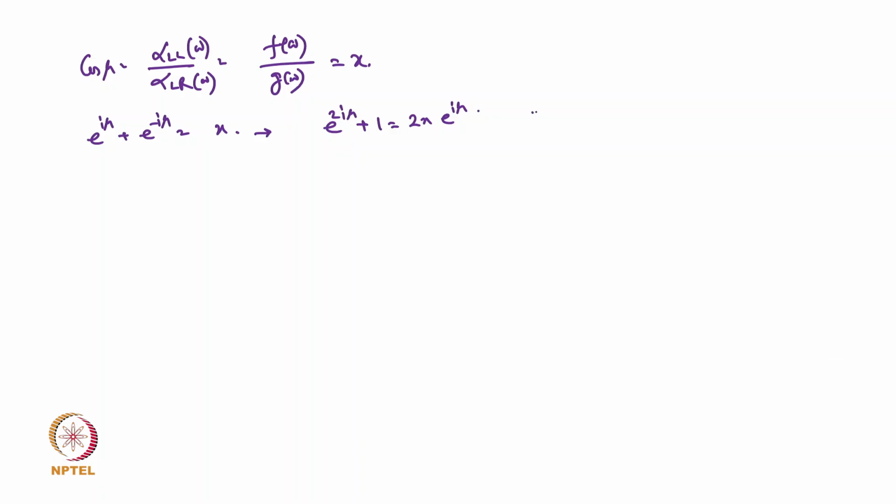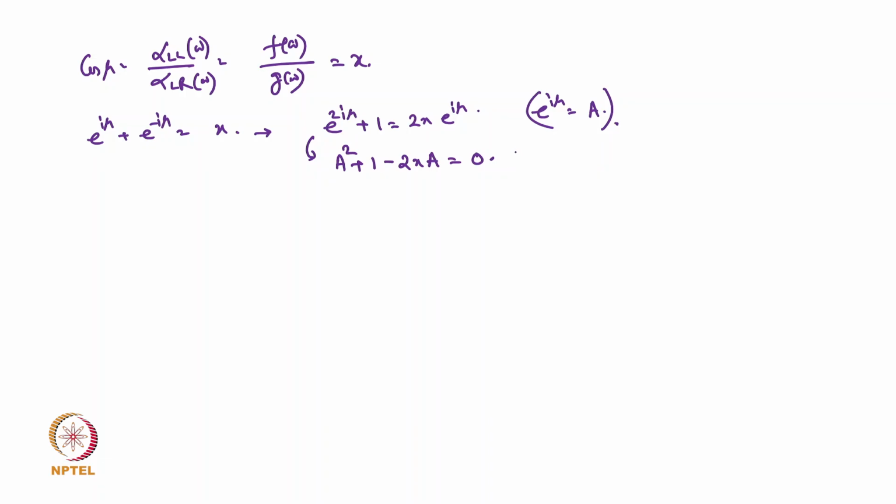Now if I think e to the power of i mu equal to, let's say, a, then what can I write? Assuming this, I can rewrite this as a square plus 1 minus 2xa will be equal to 0. So what is the solution of it?